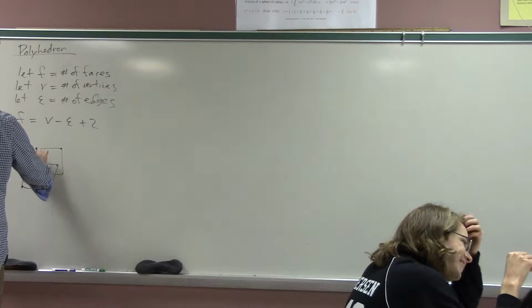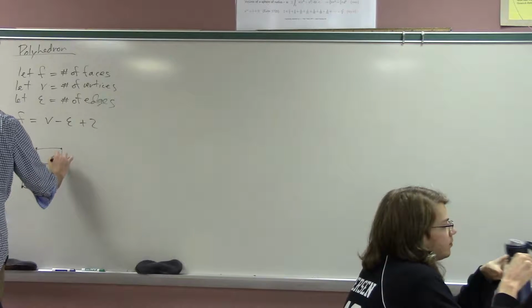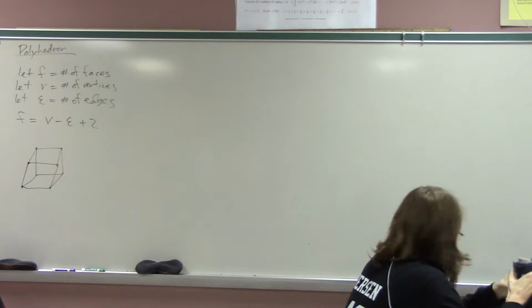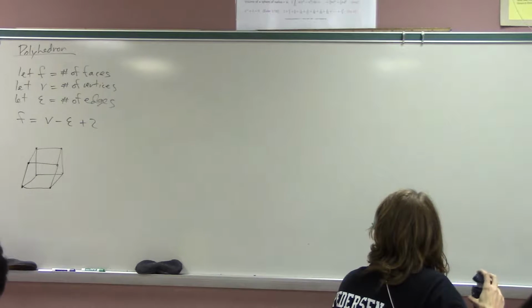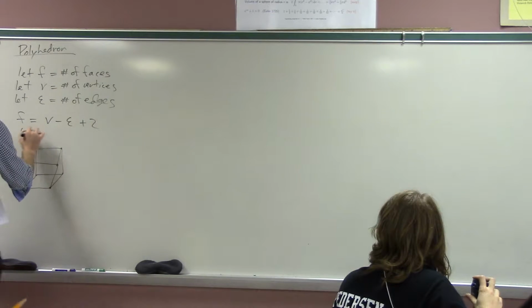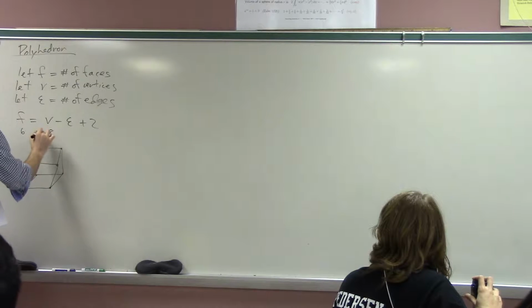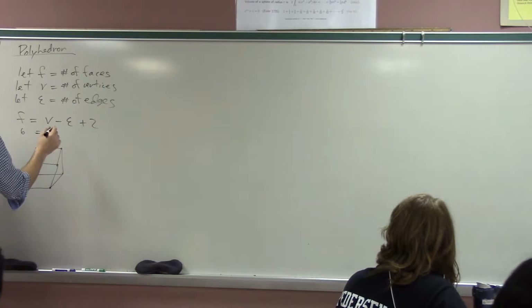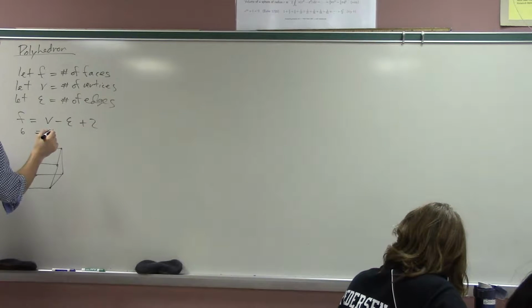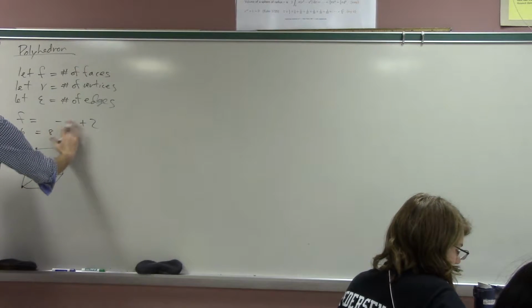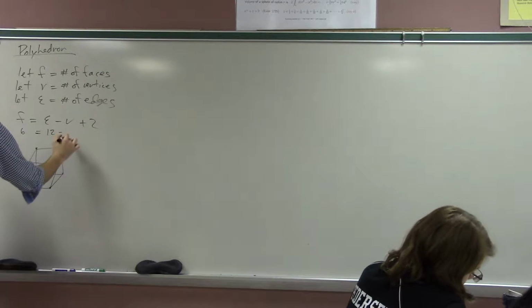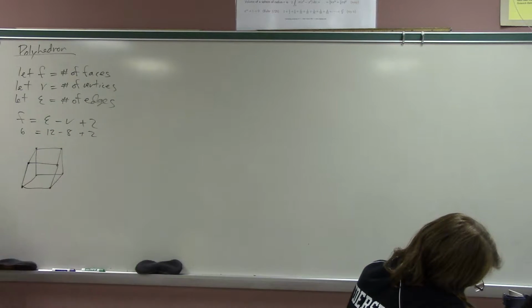Okay, so for example, take this cube-looking thing. How many vertices? 8. How many faces? 6. How many edges? 12. Wait, I think I might have screwed this up. Yeah, these are backwards. Edges minus vertices. Edges 12, vertices 8. Boom.